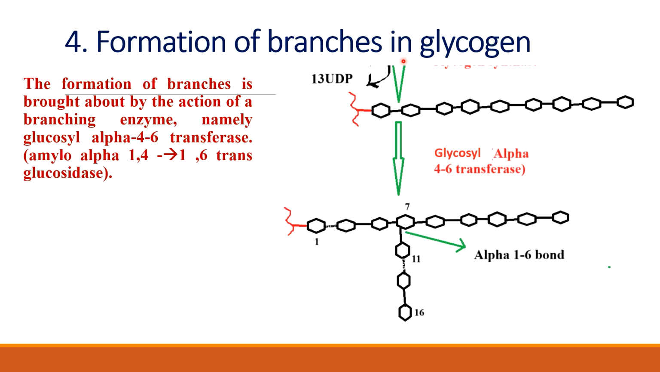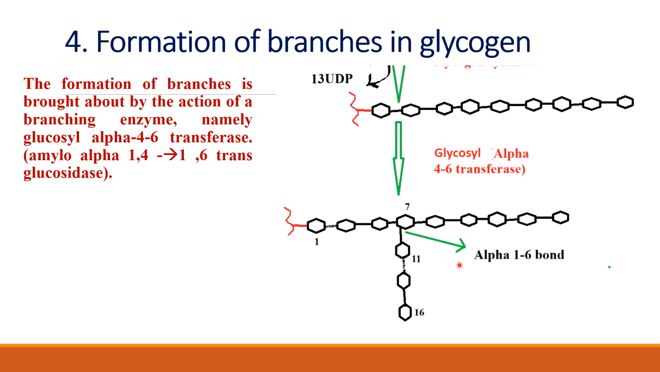The fourth step is the formation of branches in glycogen. Once glycogen synthase acts upon the primer, it results in the formation of a linear, unbranched molecule, and this has only alpha 1,4 glycosidic linkages. But we all know that glycogen is like a branched tree, and the formation of branches requires a specialized enzyme. We call it the branching enzyme.